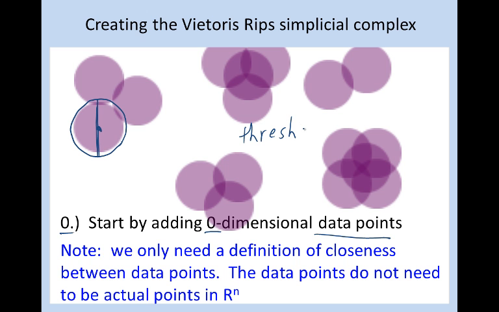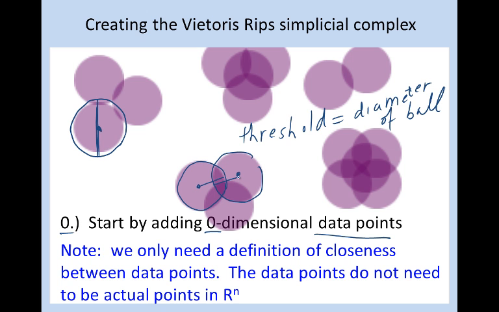So my threshold equals the diameter of my ball. That means if I take these two vertices, since these balls intersect, this radius plus this radius is my diameter, that means that this distance right here is less than my diameter, so it's less than the threshold, which means I would connect these two vertices with an edge. So each of these balls has a vertex attached at the center of the ball. And we will connect two vertices if and only if the balls intersect.